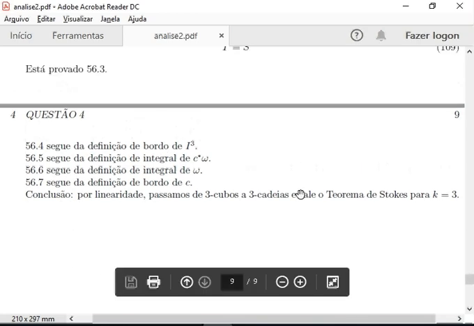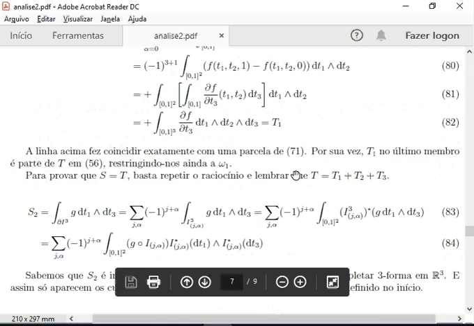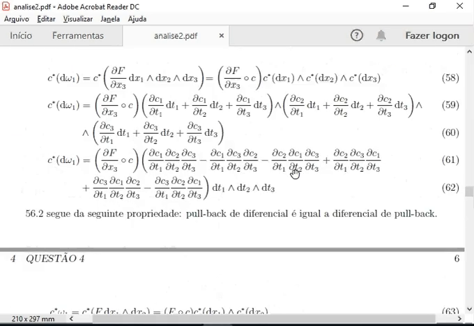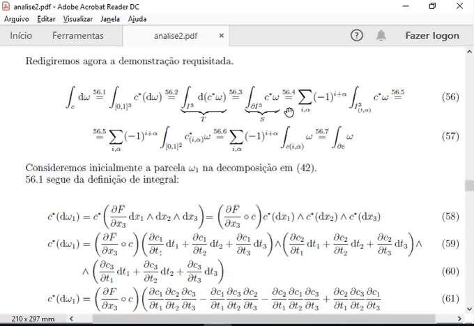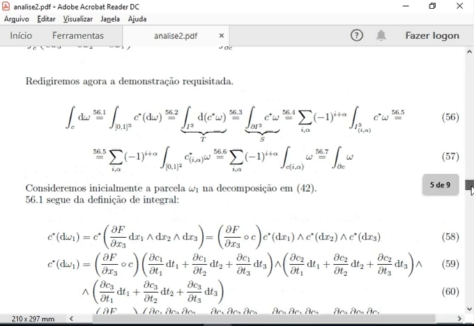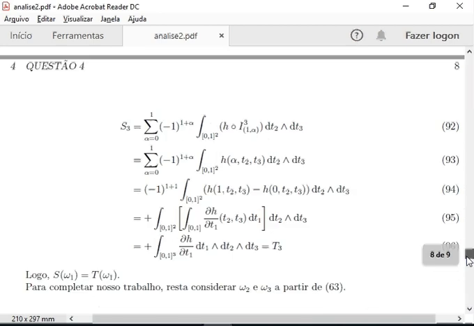Definition of border of R3. The border of I3 are the faces I3, I alpha. A cube has 6 faces, and the faces are oriented by (-1) elevated to i plus alpha, sum over i and alpha. Now 56.5.